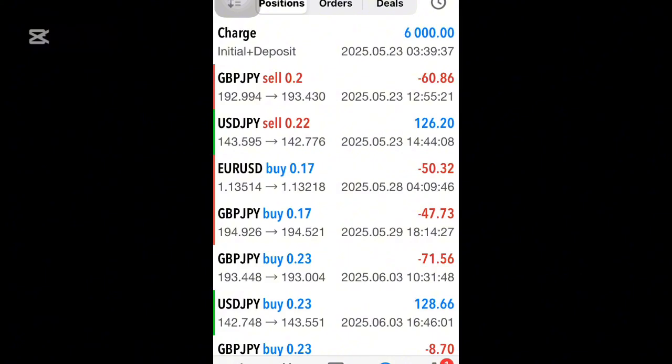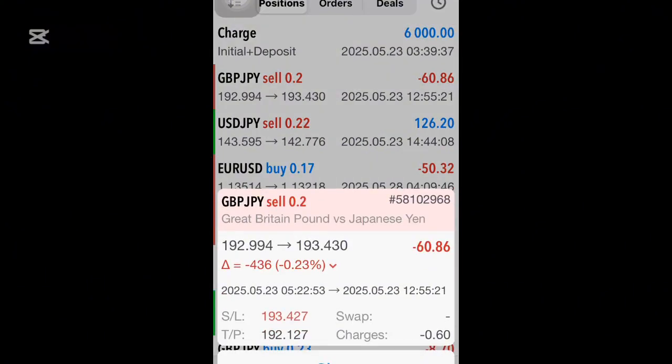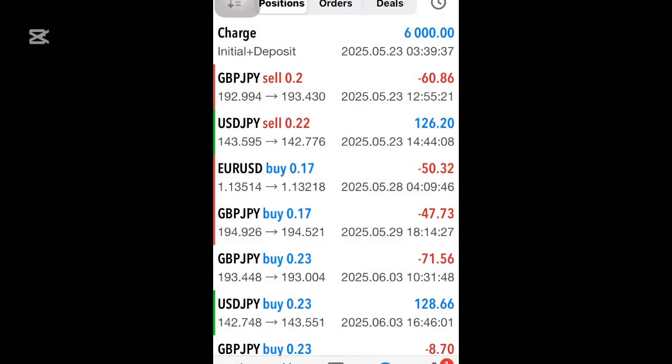So I risked 1%. The 1% is $60 of the $6,000. That's the 1%. The 1% of $6,000 is $60. So I risked 1%, which is $60. And after risking the 1%, I went for 1:2. But what happened is it hit our stop loss.